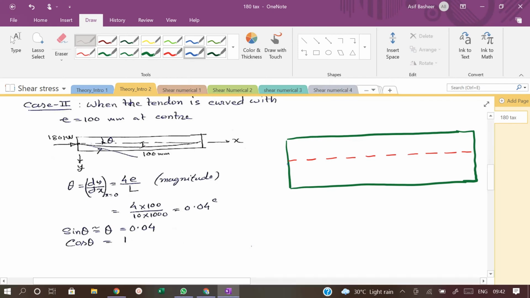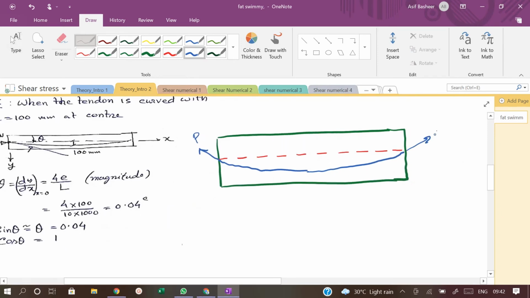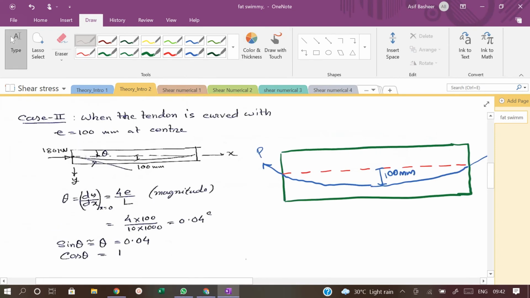We have the neutral axis like this. We are applying a P force like this, that is your pre-stressing force, and this is 100 mm. It is given like this. So from the first case, the difference is there is a parabolic tendon and it is having a pre-stressing force like this.